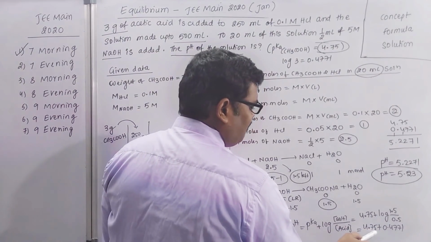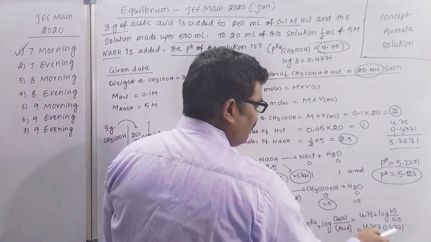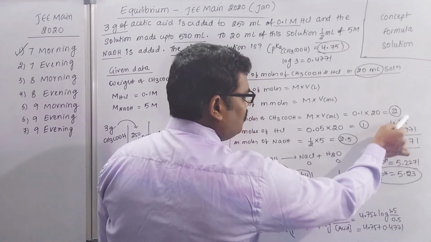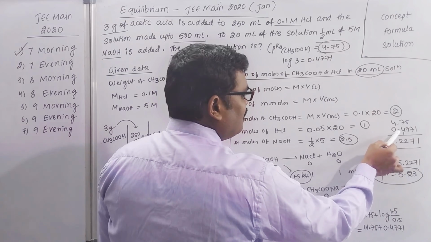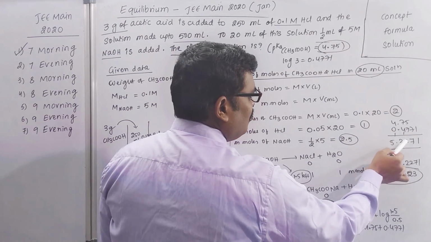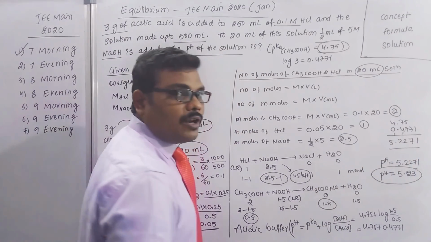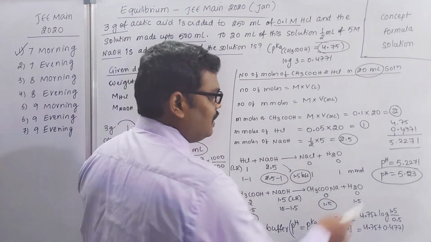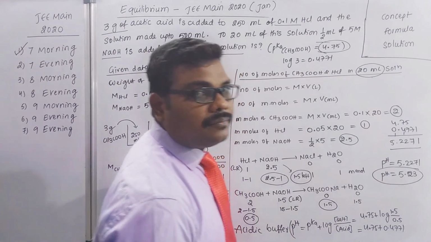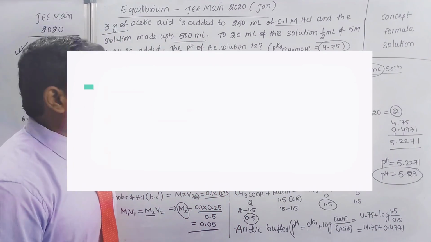So 4.75 plus 0.4771 gives 5.2271. Then the pH is 5.23. Then we move to the next question.